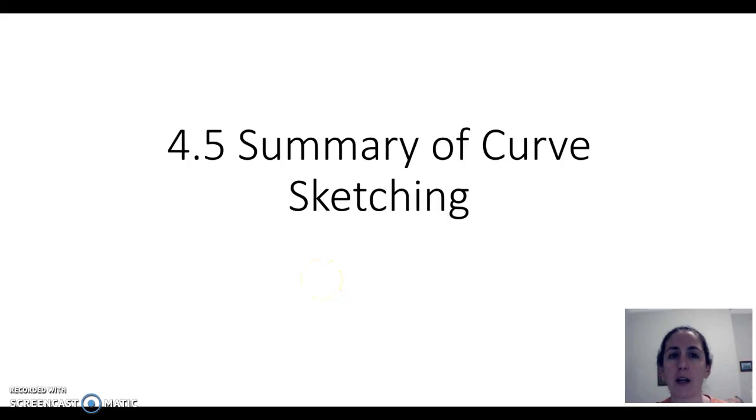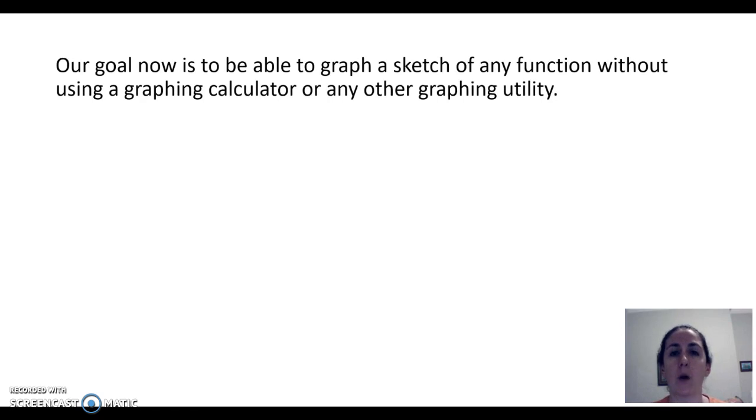Hi, today we're going to talk about a summary of curve sketching. So let's talk about what our goal is. What we want to be able to do is graph an entire function without using a graphing utility or randomly picking x values, plugging them in, getting ordered pairs, and hoping we see the shape of the graph forming.